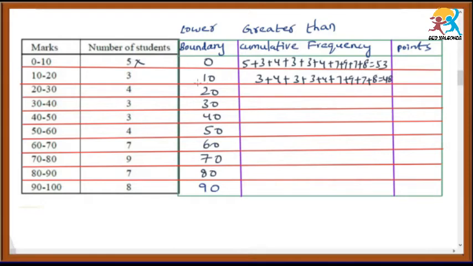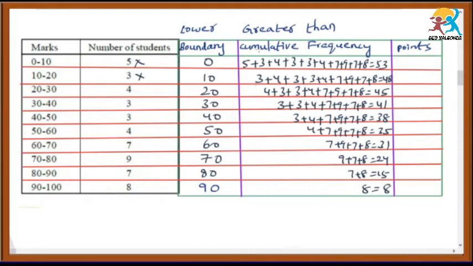In the next step, the lower boundary is 20. That means the number of students who got above 20. These 3 students will not come in this interval, so just leave 5 and 3. The remaining terms should be added: 4 plus 3 plus 3 plus 4 plus 7 plus 9 plus 7 plus 8. So it will become 45. Like this you have to write all the numbers.